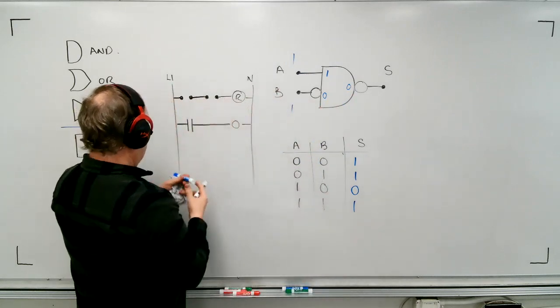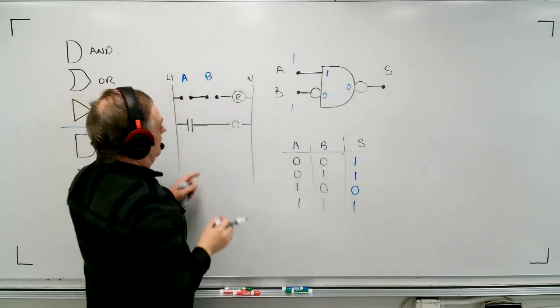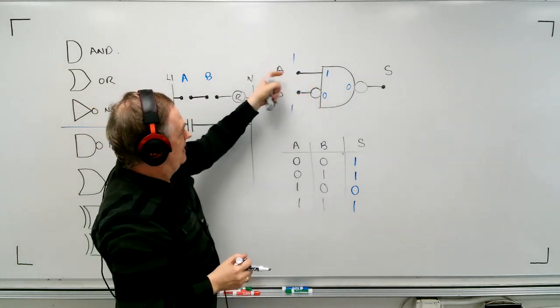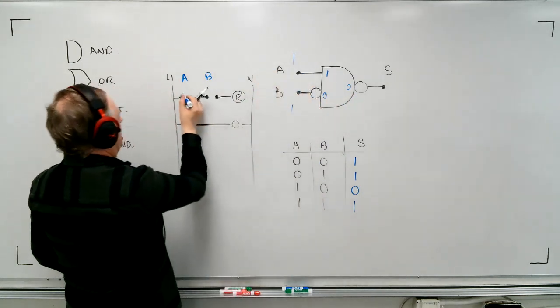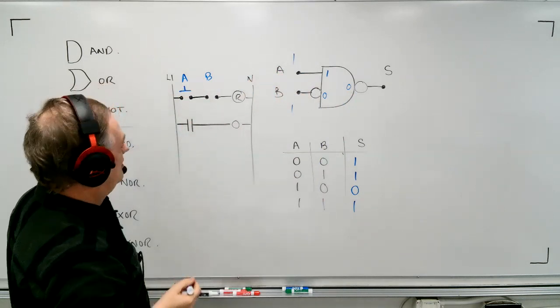So this is going to be A, and this is going to be B. Now A is straight up. It's just like if it's a 1, it's actually high. And so I'm going to make that like this. Okay, that button's going to be like that.